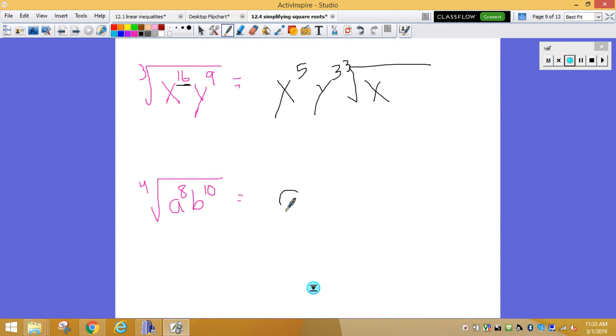All right, let's do this. How many times will 4 go into 8? It goes in twice. How many times will 4 go into 10? Again, it goes in twice, but inside my 4th root, 4 times 2 is 8, but I had 10 b's. So if I had 10 and I'm taking 8 out, then that's going to leave me 2 on the inside.